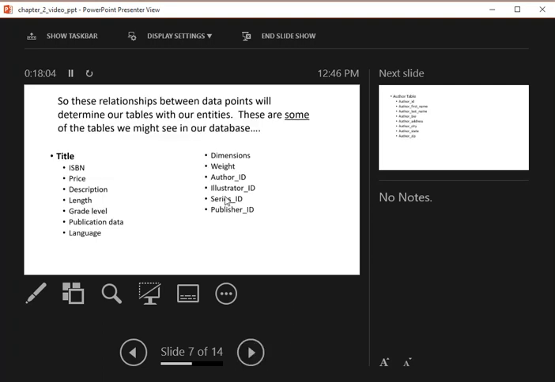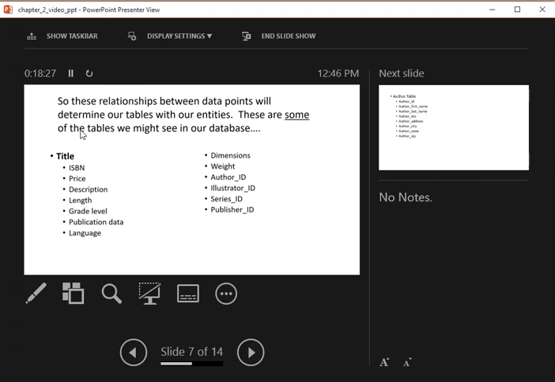So these relationships between these data points will determine our tables with our entities in it. Remember, the entity is an entry, a unique individual, and I put air quotes around individual because it doesn't have to be a person, it could be a thing. But there will be individual, uniquely identified entities in each table.